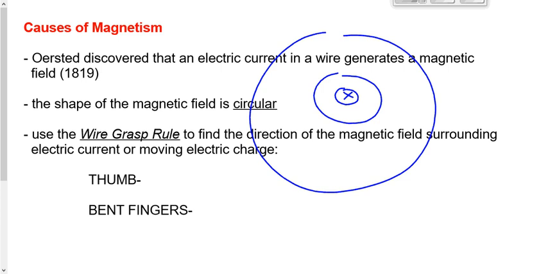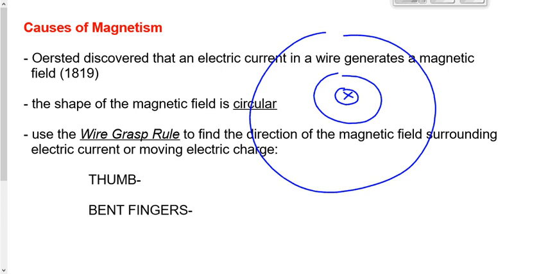Now, we also have to be familiar with how to find the direction of this magnetic field. And that's what we use this wire grasp rule for. The first of three hand rules that we're going to learn, the wire grasp rule, says you got two variables. You got a thumb and you got fingers. You're going to bend your fingers. Make sure you keep your thumb and your fingers 90 degrees to each other like this, and then bend your fingers. How much do you bend your fingers? It doesn't matter. A little bit, a lot, it doesn't make any difference. You're still going to get the same answer.